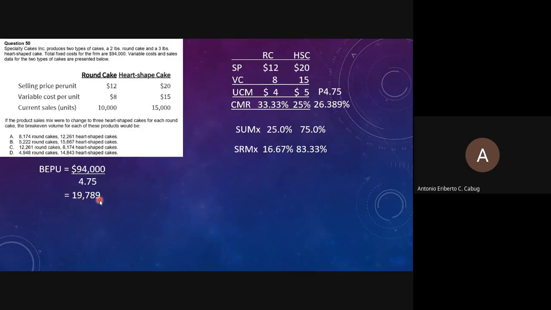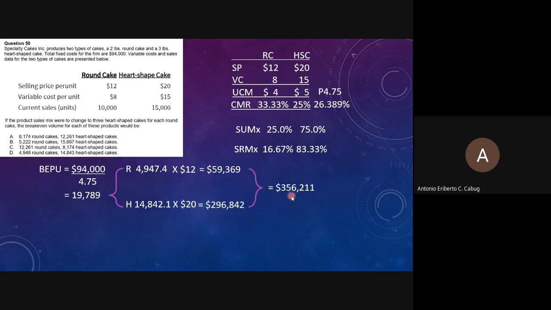The breakdown is 25%, 4,947, 75%, 14,842. Round up yung gusto niya, no? So, walang sinabi. Pero rinound up niya sa choices. 4,948, 14,843. Difference due to rounding error. Multiply both by the prices if we want to arrive at the revenue equivalents. You would have 356,211.